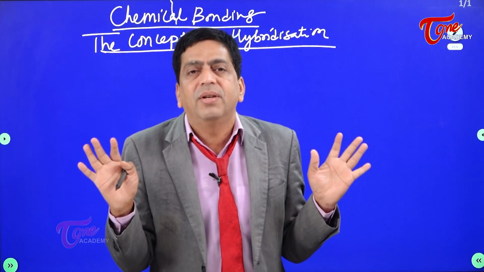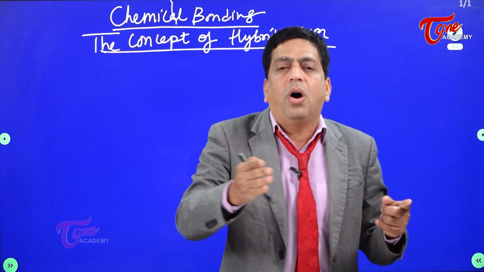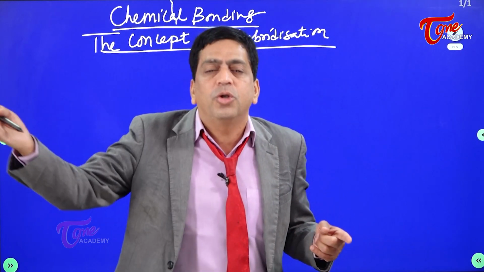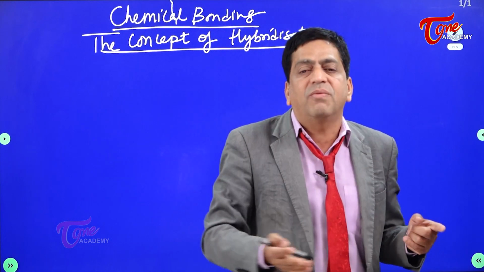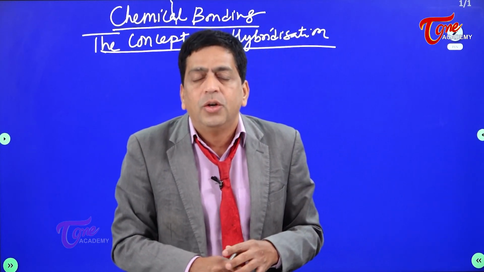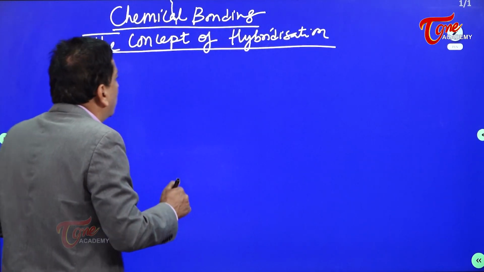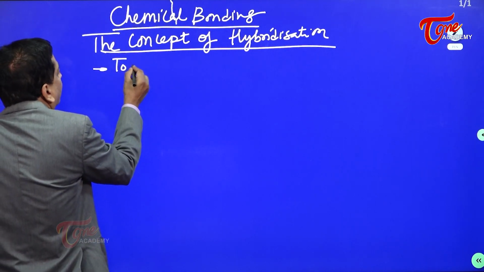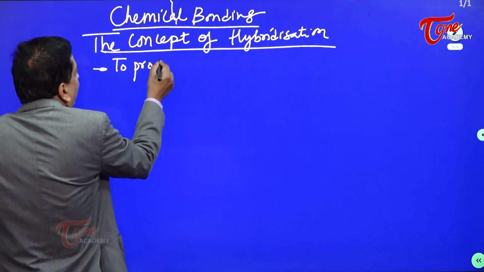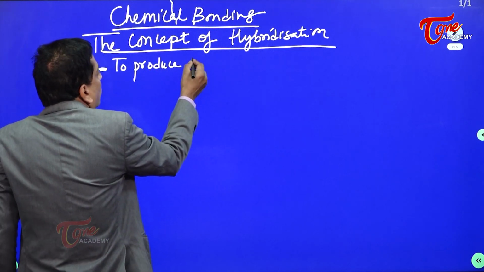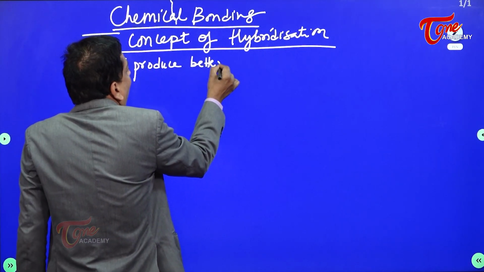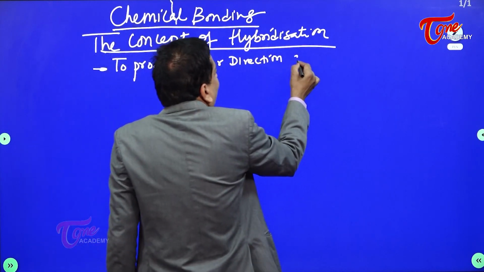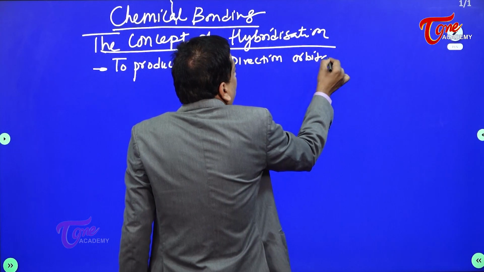Why must everything take place before bonding? Because to avoid that last minute thing, that from where, which orbital, the projection of p onto s is not fixed, from where I should come and all this. So the aim of hybridization is basically to produce better directional orbitals.